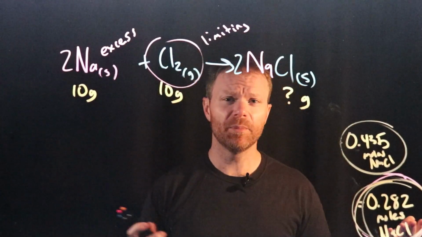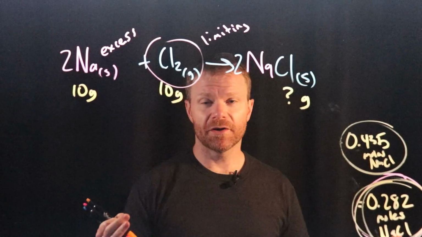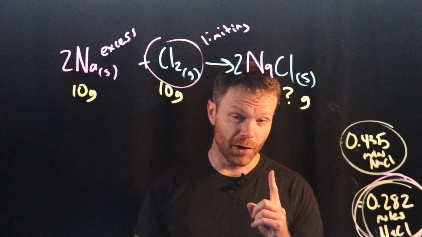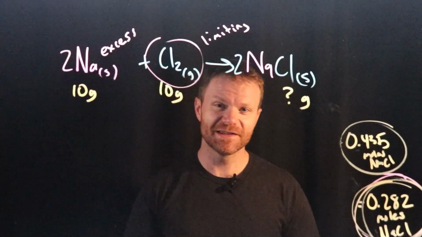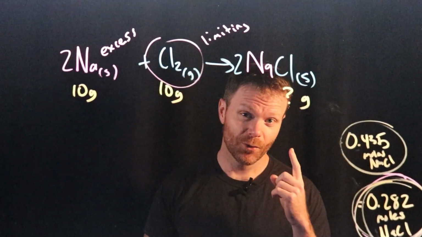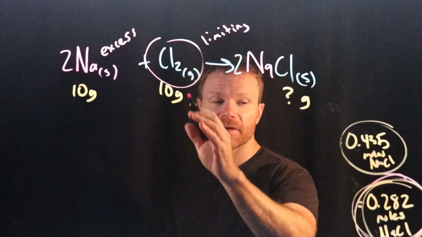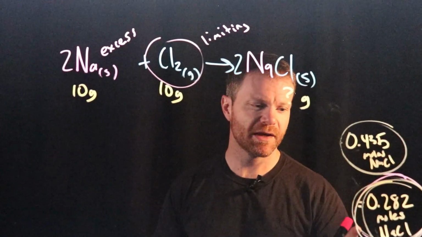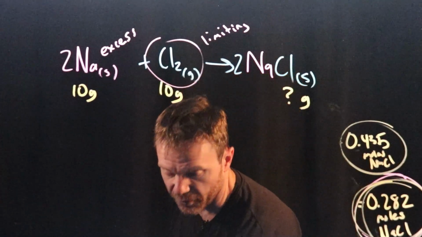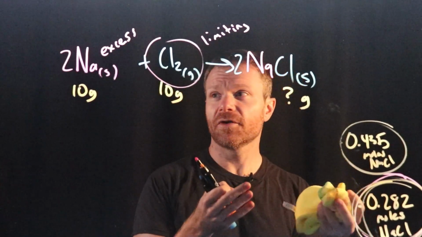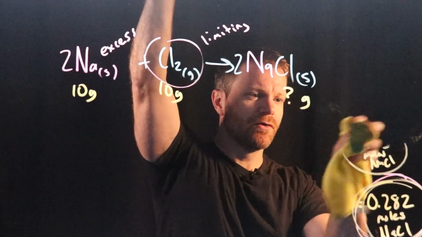If I have enough peanut butter for 1,000 peanut butter and jelly sandwiches, but I only have enough bread for 1, how many peanut butter and jelly sandwiches can I make? I can make 1, right? Because I'm limited by bread. In this case, I'm limited by chlorine, so I can only make as much NaCl as my chlorine will allow me to. So I would suggest taking the number that you got for your excess reactant and just ignoring that.